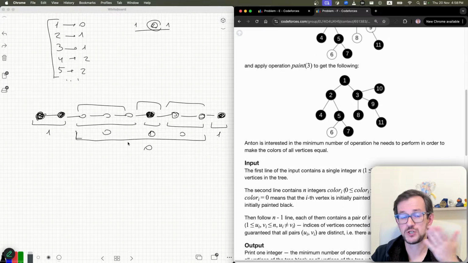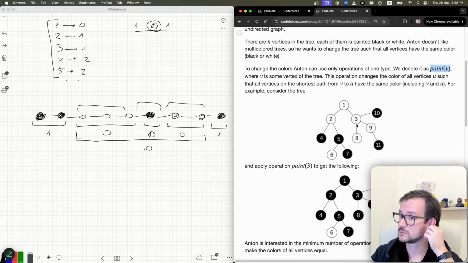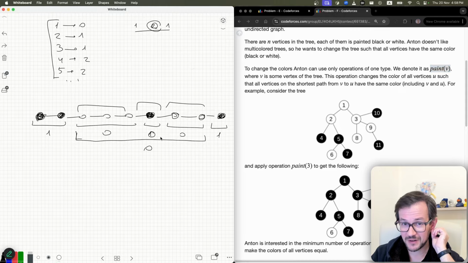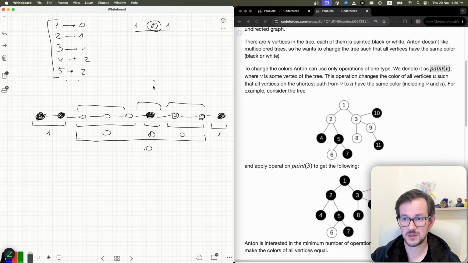Now we solved the problem for the chain. So what happens for the tree? Let's see. For the chain, I take kind of the middle element and apply the operation to this middle element. Can I do the same for the tree? Yes, you kind of can. You kind of take the tree.